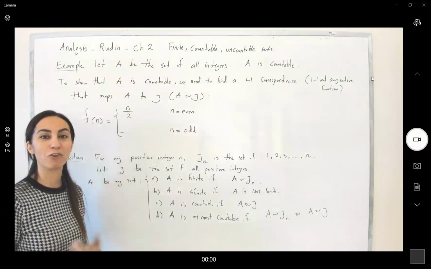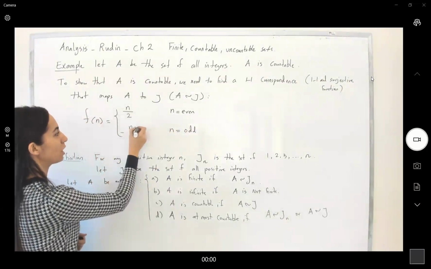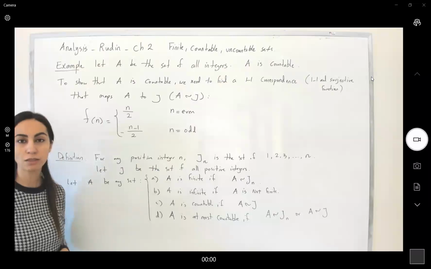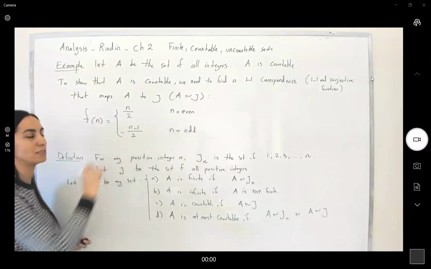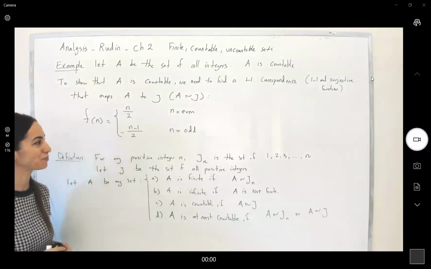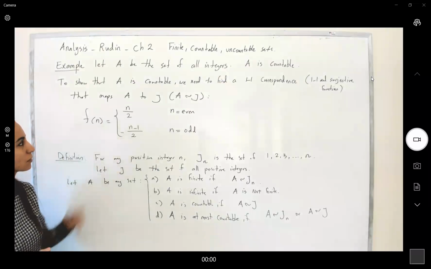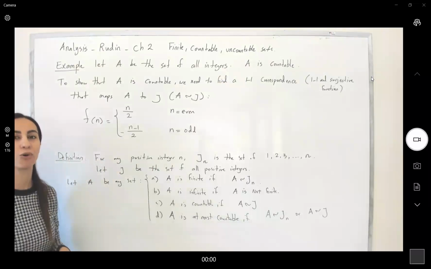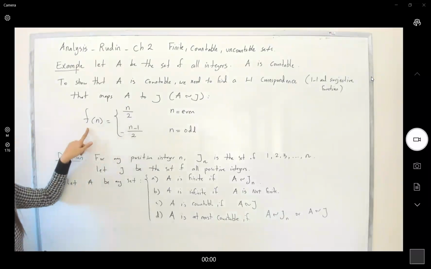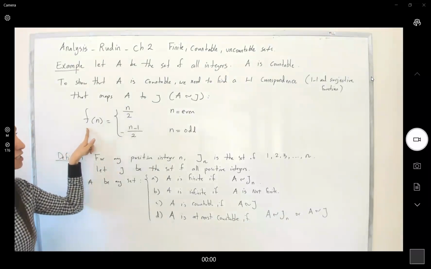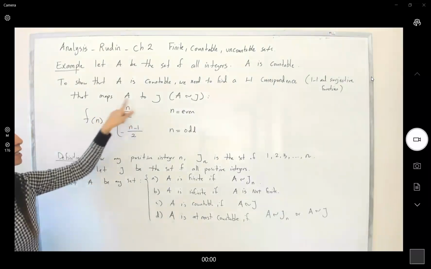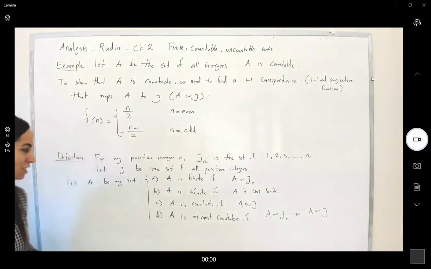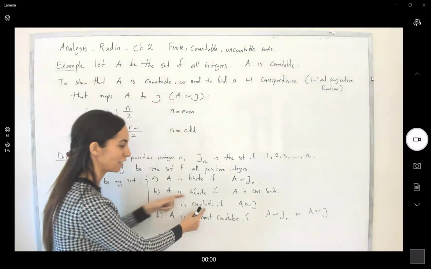I created all the positive numbers. Now I'm moving on to define negative numbers: negative of n minus 1, divided by 2. If n is odd, then I get all negative values. This is a one-to-one function, and it is surjective or onto. So since we have a one-to-one correspondence, it means that we can connect A to J. A is equivalent to J. By using the definition, A is countable.